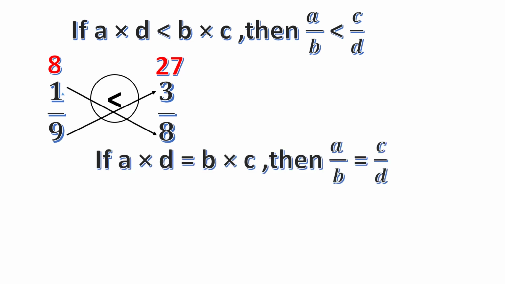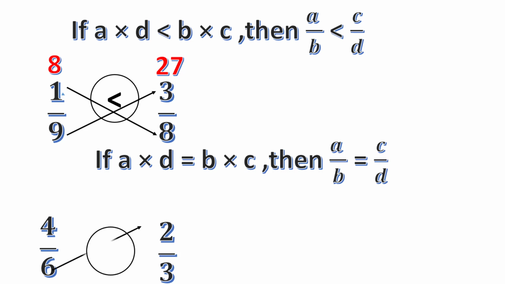If we have the cross products equal, so we write equals between the two fractions. 4 over 6 and 2 over 3. 4 times 3 equals 12 and 6 times 2 equals 12. So we write equals between the two fractions.